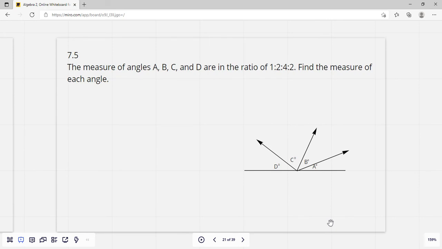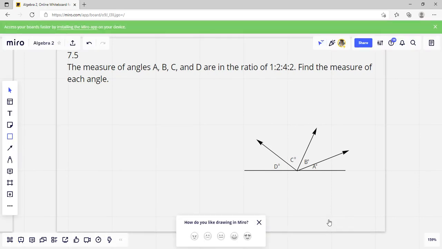Okay, this one gives us 4 different angles. And it tells us the measure of angles A, B, C, and D are in the ratio of 1, 2, 4, 2. So that means this is 1x. We're just going to name one of them as x. So A is equal to 1. And then our B will be the second number here, so that's equal to 2. And then our C is our third number here, which would be equal to 4. And then our D would be our fourth number there, which would be 2.